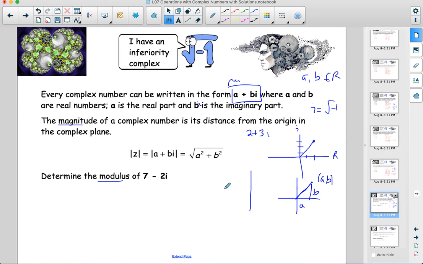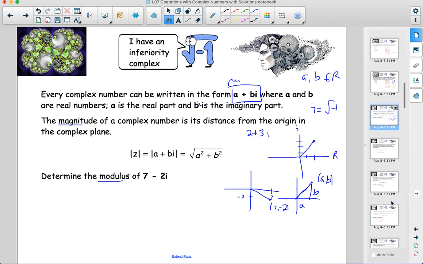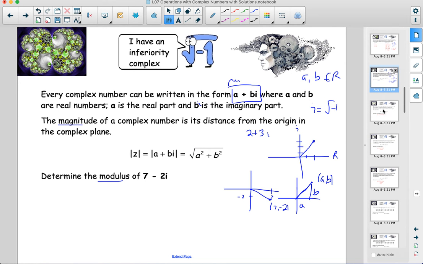So this particular number would be 7 to the right and then 2 down. So a point somewhere around there, that would be 7, negative 2. And then we'd be finding the modulus of that. So you can be in control of timing. I think you could do this one on your own now. You're just going to plug into that formula. If you want more time to do the work, feel free to do so. I'm just going to move forward.